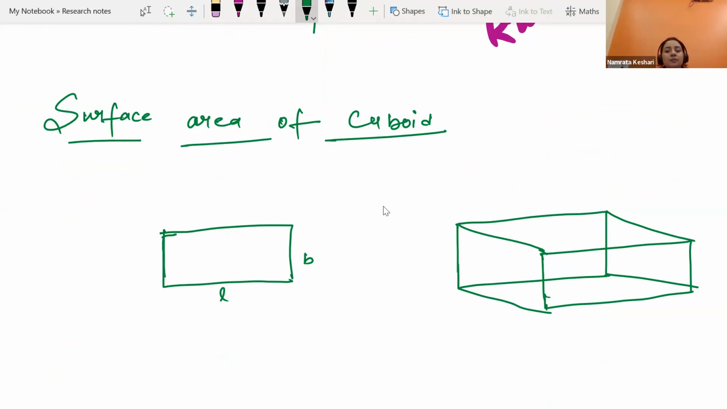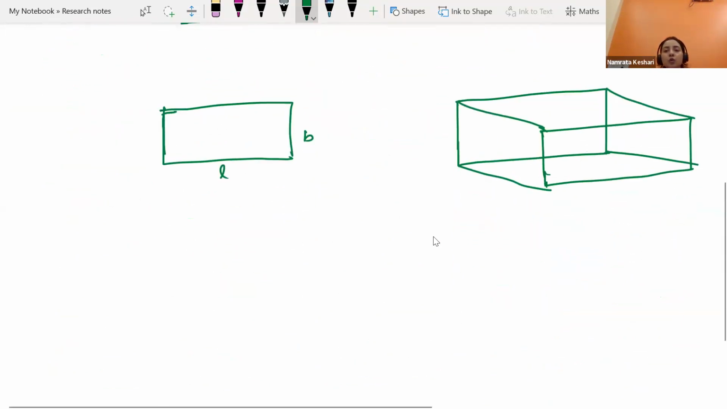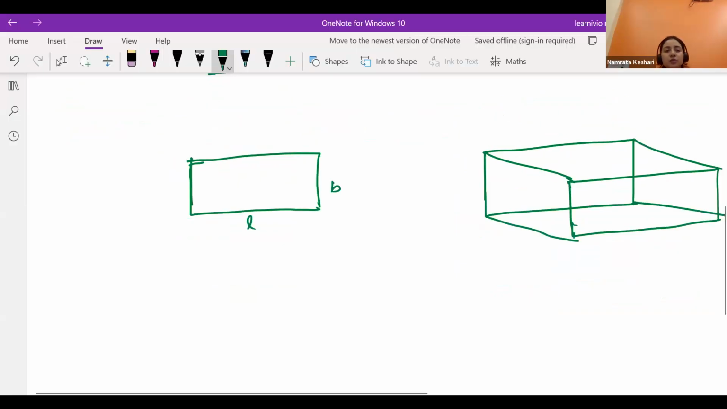Now think about it, if we open this figure, what will we get? Let me check, am I having any box or something so that I can open it and show it to you.